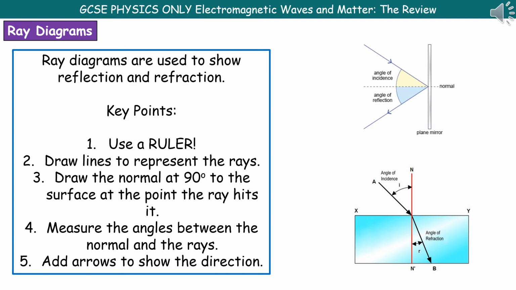5 key points to remember. 1. Use a ruler. 2. Draw lines to represent the rays. 3. Draw the normal at 90 degrees to the surface at the point that the ray hits it. 4. Measure the angles between the normal and the rays. And 5. Add arrows to show their direction. So I've given you examples of reflection at the top and refraction at the bottom.